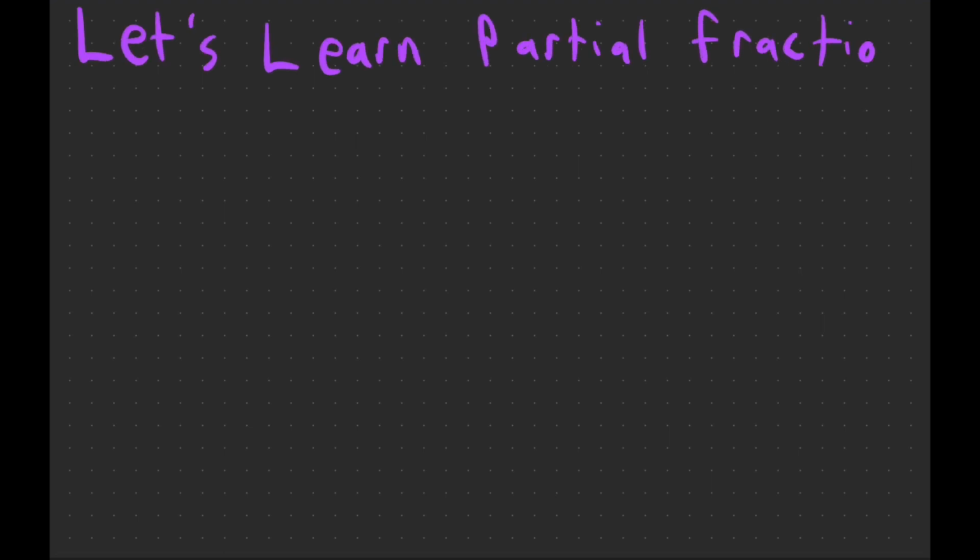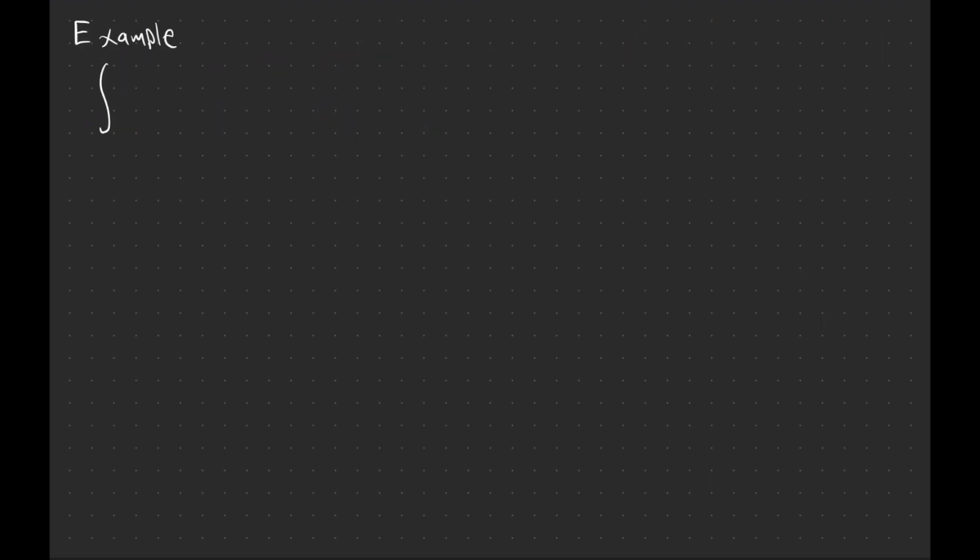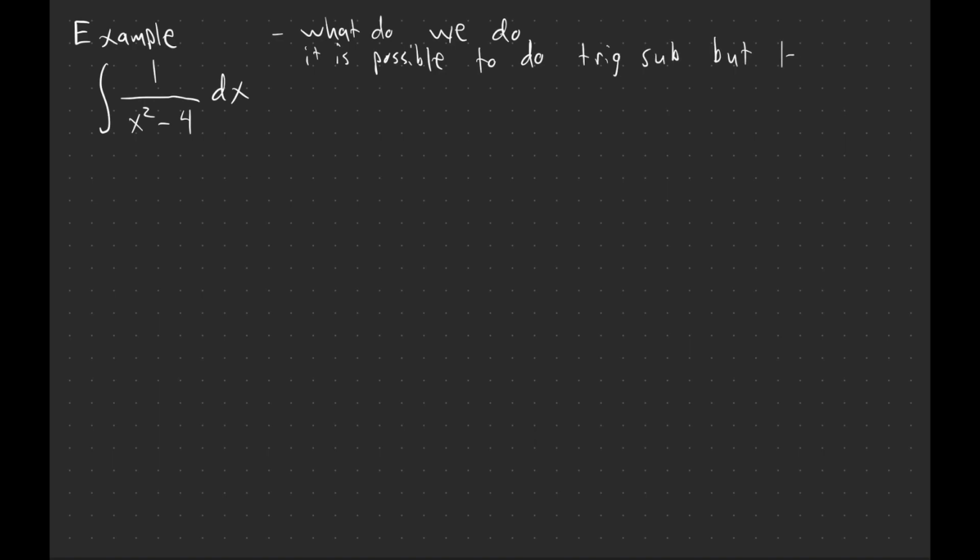In this video, let's learn about partial fraction decomposition. So here's the example. We're looking at the integral of 1 over x squared minus 4 dx. So what could we do here? There is a possibility of doing a trig sub. I think it would be like tangent inverse or something like that, but let's just not do that. Let's try and solve this out with some new techniques, partial fraction decomposition.